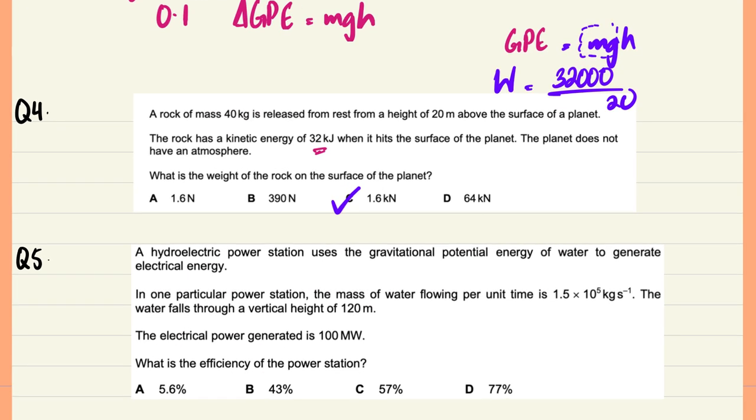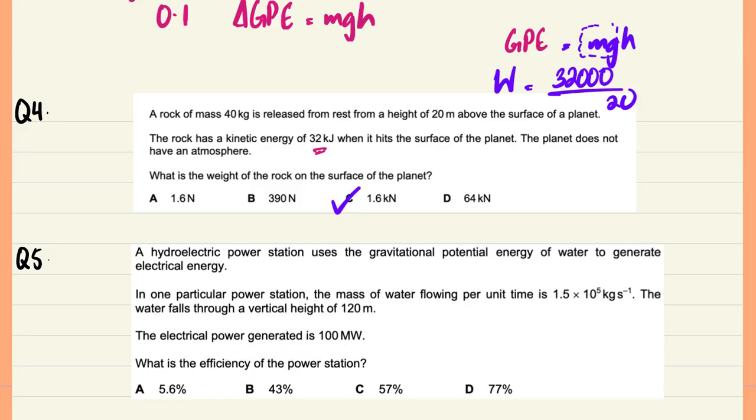Question number 5. A hydroelectric power station uses the GPE of water to generate electrical energy. In one particular power station, mass of water flowing per unit time is this much. Water flows through a vertical height of this much. Electrical power generated is this much.